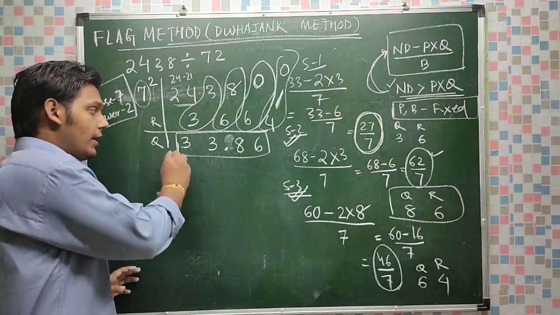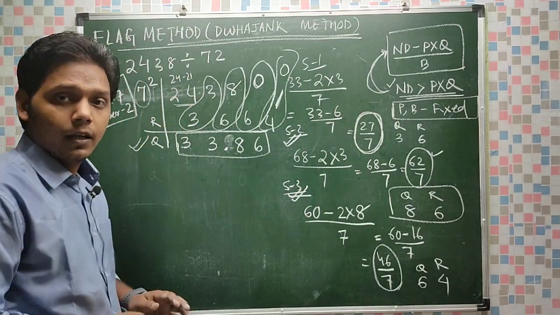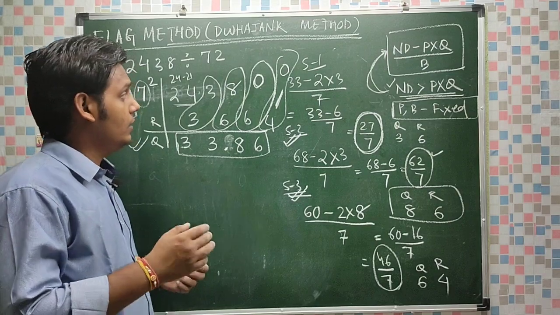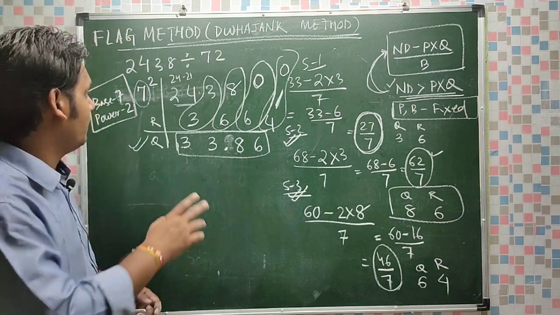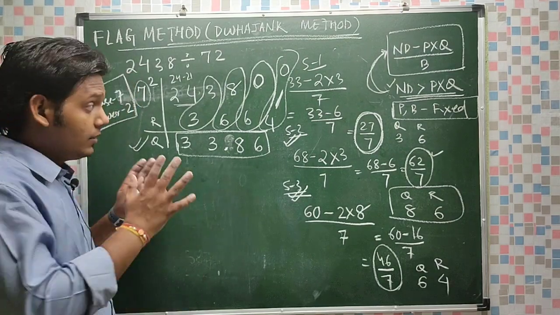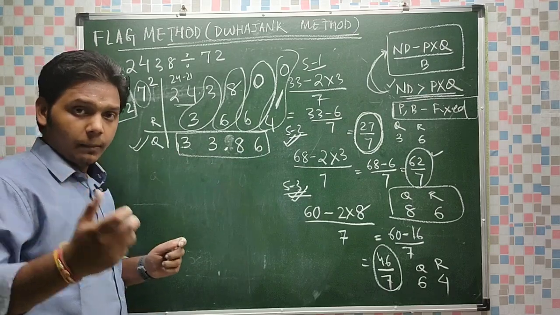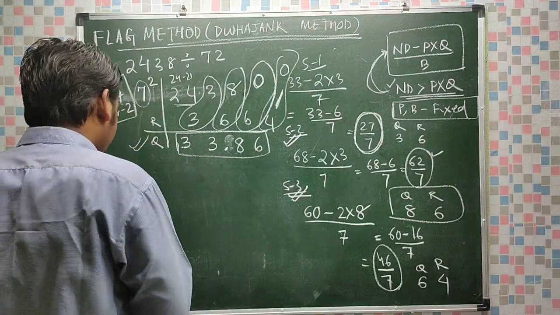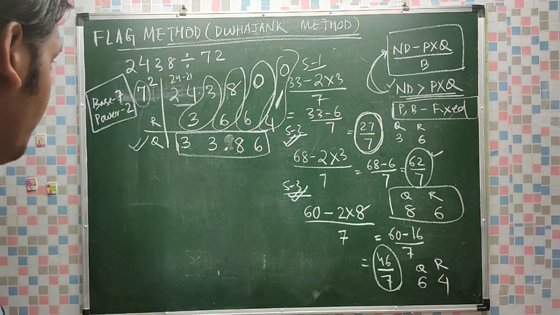So like this you can solve any type of 2 digit, 3 digit or 4 digit number divided by any 2 digit number. This is the simplest number. So complex numbers I will discuss. You can take the screenshot also.